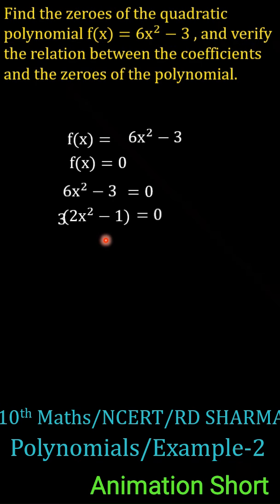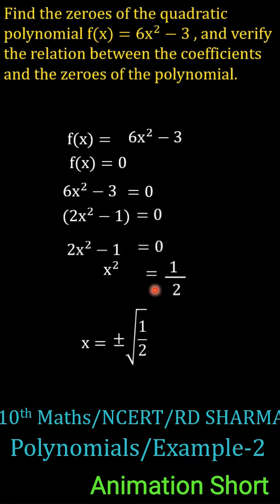Bring this 3 to the right side, we get 0 by 3, which is equal to 0. Next, transpose this minus 1 to the right side, we get 2x square is equal to plus 1. Transpose this 2 to the right side, we get x square is equal to 1 by 2. To find the value of x, take square root on both the sides. That is x is equal to plus or minus square root of 1 by 2. Since square root 1 is equal to 1, we get x is equal to plus or minus 1 by root 2.